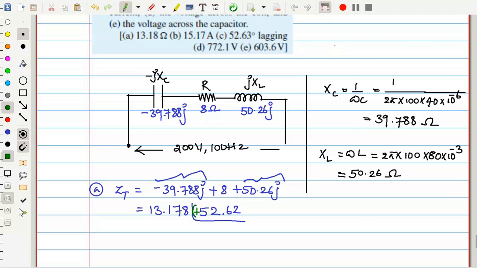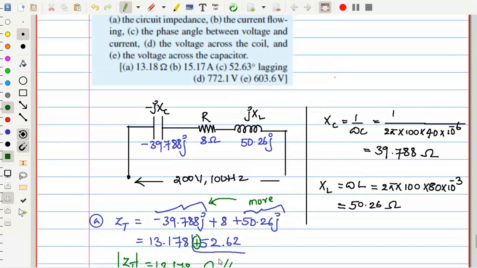Why I am saying strongly this is plus is that the inductive part is more than the capacitive part. When XL is greater than XC, what we got? Inductive nature. Inductive nature means the angle should be positive. Capacitive nature means the angle should be negative, for the impedance. Now the magnitude, mod ZT, is equal to 13.178 ohms. This is the answer.